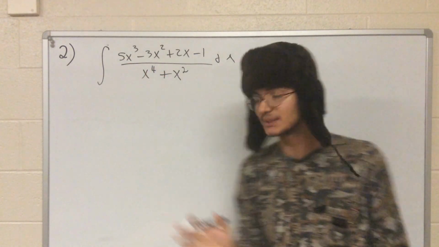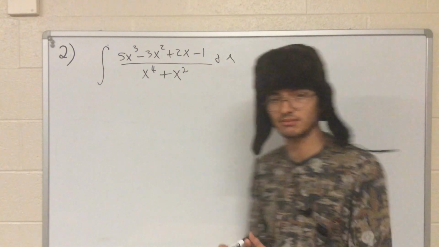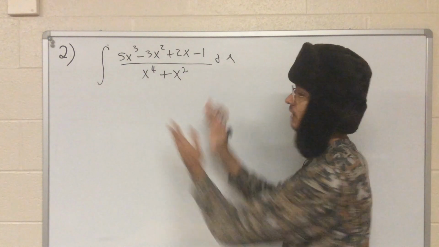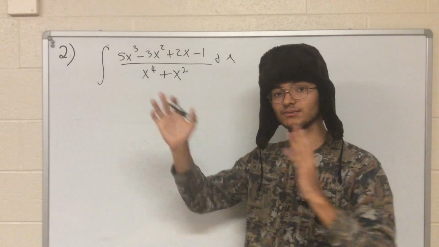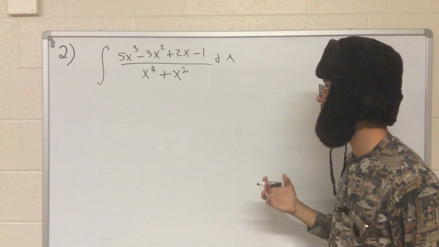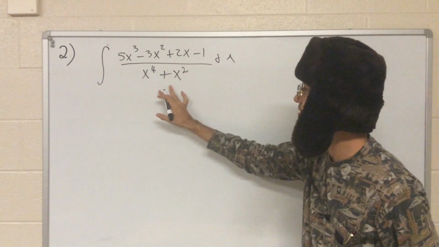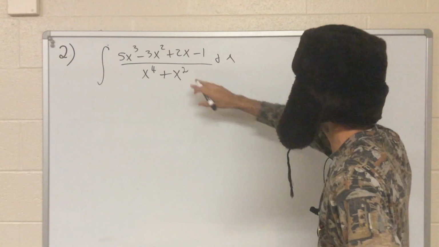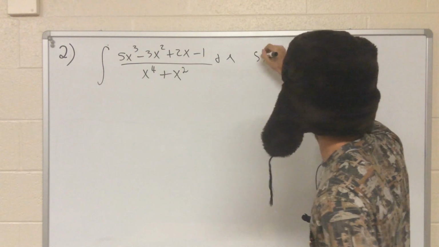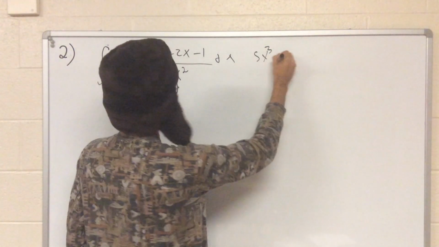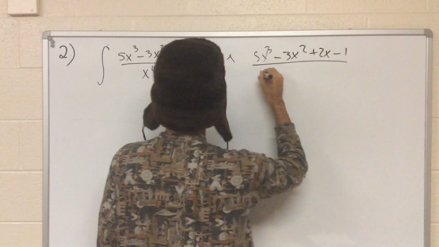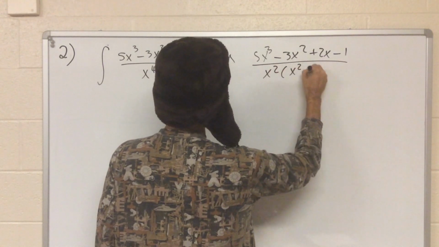Now, in order to do this integral, I think the most efficient method, the best and the fastest method here will be to split this fraction into the sum of partial fractions. So we're going to have to use partial fraction decomposition. That's the best method to use in this case. So clearly what we have to do is split up the denominator. So we have to factor it. So we're going to have 5x cubed minus 3x squared plus 2x minus 1, and then all of that divided by x squared times x squared plus 1.